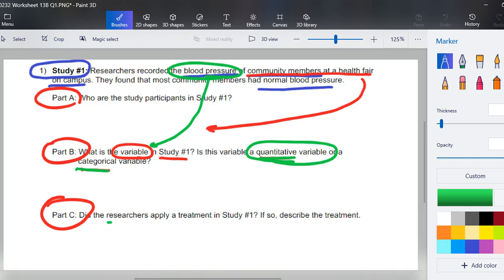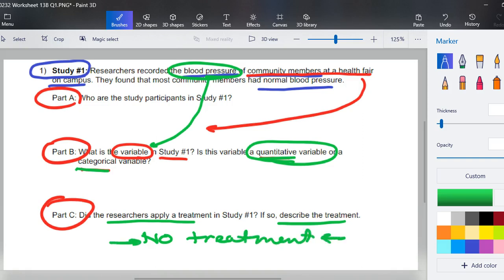Part C, did the researchers apply a treatment? And if they did, describe the treatment. And there is no treatment. This needs to be really, really clear that if we are just doing an observational study, then there will be no treatment on any of the ones that we're looking at that are for observational.